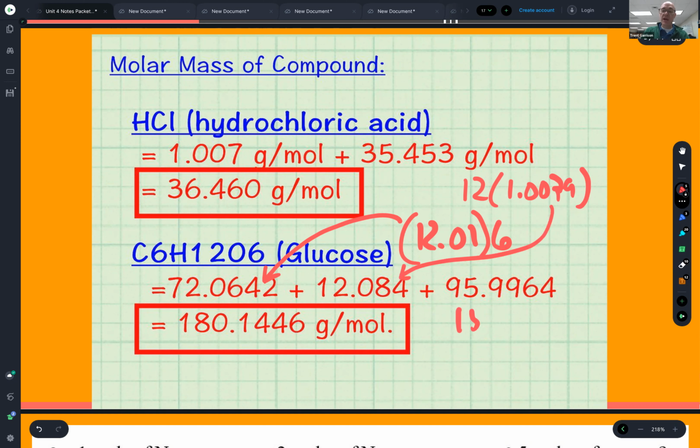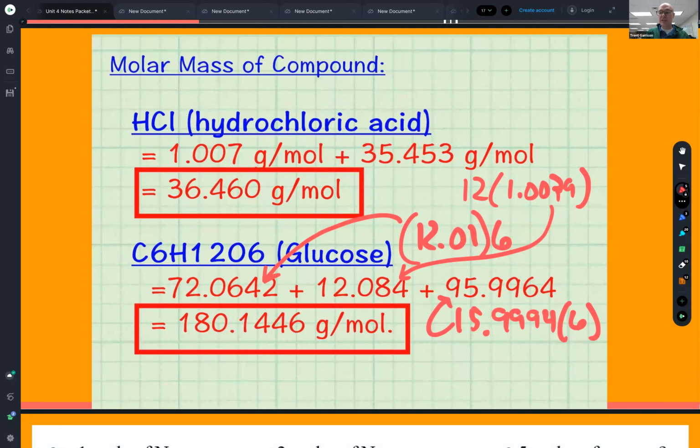And then for the oxygens, there are 15.994. There are 6 of those. I would multiply that, and that's where the 95.9 comes from. I add all 3 of those new values together to get my total value of 180.